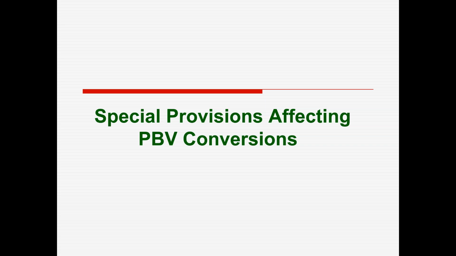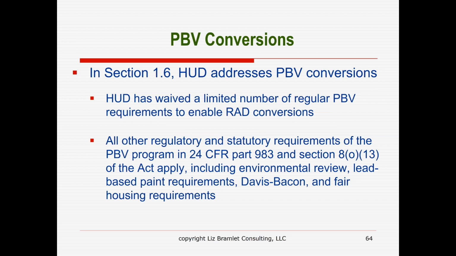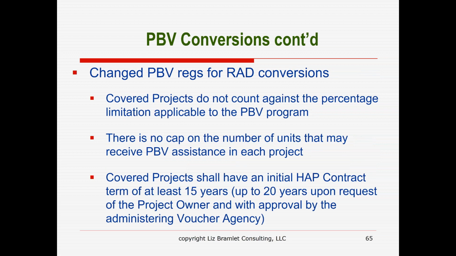Okay. All right. Let's talk specifically then about PBV conversions. HUD addresses PBV conversions in 1.6, and HUD has waived a limited number of PBV requirements to enable RAD conversions. They want to make it possible for owners to use PBV, and they try to get rid of the regulations that will cause conflict. Anything that has not specifically been waived, you have to remember, is part of the PBV program, and you have to follow it. So you only don't have to follow the PBV rules that HUD has specifically said don't apply to RAD conversions. Big news, covered projects do not count against the percentage limitation applicable to the PBV program. So when the PHA is monitoring how much of their voucher program is being committed to PBVs, the RAD projects do not count. Also, there's no cap on the number of units that may receive PBV assistance, and that is good for RAD conversions also.